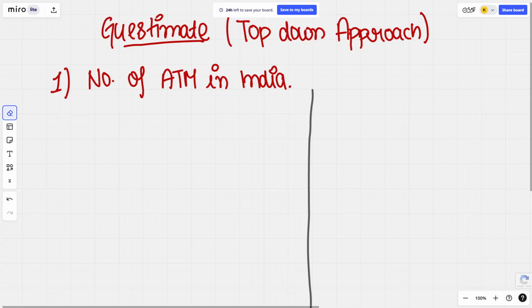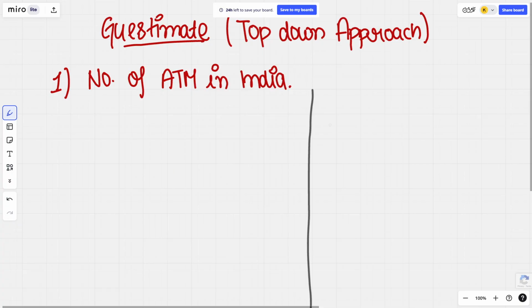And today we will be learning about guesstimates and how we solve them using the top-down approach. You can see that I have divided my screen into two parts. On the left part of the screen, I will be showing you my approach, and after completing our approach, we will be doing some calculations, because while giving any estimation interview, your approach is basically analyzed, not the calculation.